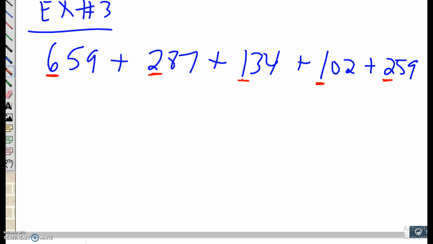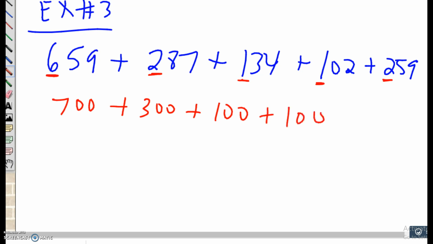659 rounded to the nearest 100 would round to 700. 287 rounded to the nearest 100 would round to 300. 134 would round to 100. 102 is pretty close to 100 as well. And 259 is close to 300.